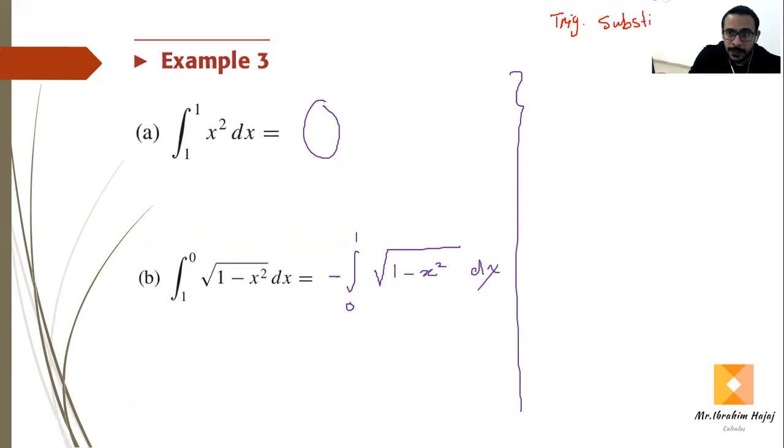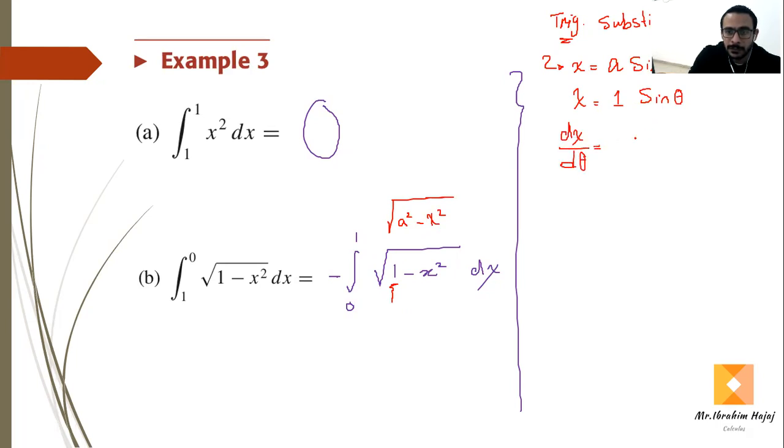When I see 1 minus x squared under the square root, I'm going to use trig: sine, cosine, tan. Since it's 1 minus x squared, I will let x equal a sine theta. What is a? A is here, in this form a squared minus x squared. Always use trig substitution, x equals a sine theta. Here a is 1. Dx over d theta is the derivative of sine, which is cosine theta, so dx equals cosine theta d theta.